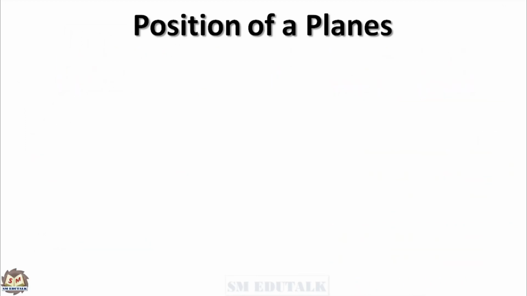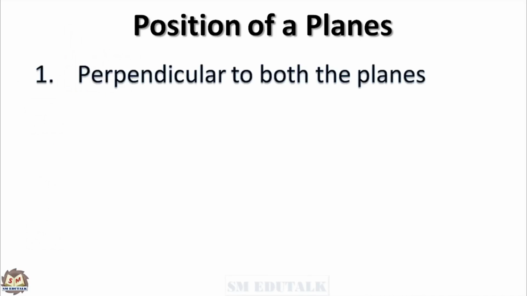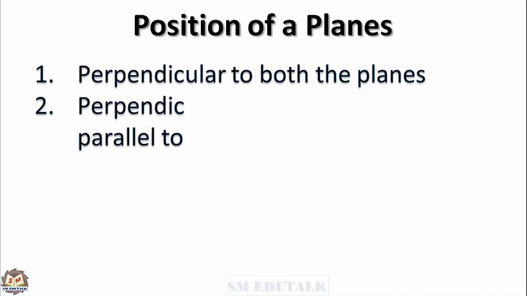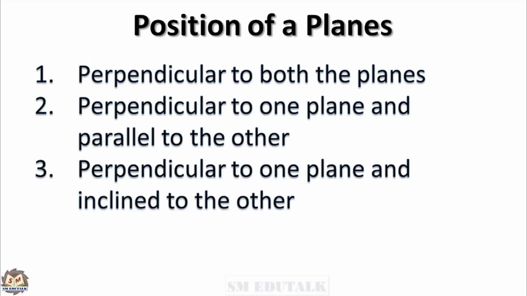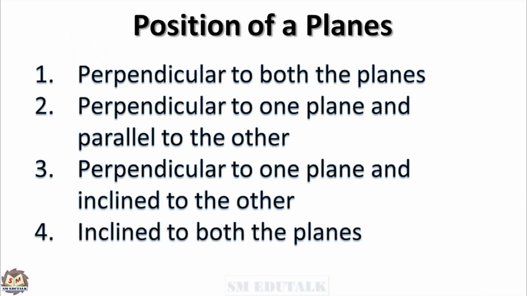We can position the given plane in 4 different ways. They are perpendicular to both the planes, perpendicular to one plane and parallel to the other, perpendicular to one plane and inclined to the other, and the last one inclined to both the planes. Among the 4 positions, you will have questions only from the 4th position, but to understand the 4th position, you have to go through the other 3. Now, we are going to see one by one in detail.